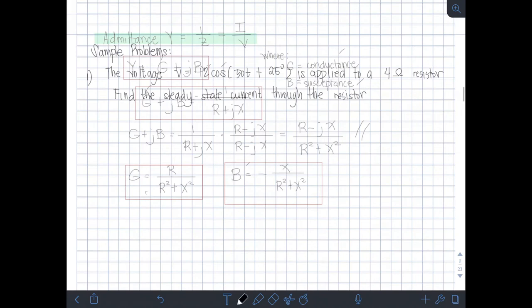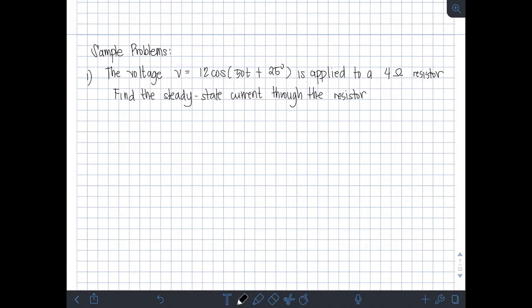So, para ma-apply yung mga concepts at formula na na-discuss natin so far is mag-solve tayo ng sample problems. So, for the first one, we have the voltage V is equal to 12 cosine 50t plus 25 degree is applied to a 4 ohm resistor. Find the steady state current through the resistor. So, diba, V is equal to IR in time domain. So, therefore, V over R is equal to I.